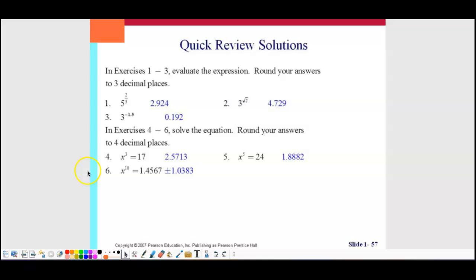So in 4, 5, and 6, you had to do the inverse property of those in a way. So if it was x cubed equal to 17, well, to get rid of the cubed, you took your cube root. So this is really the equivalent of the cube root of 17. And that should make sense.